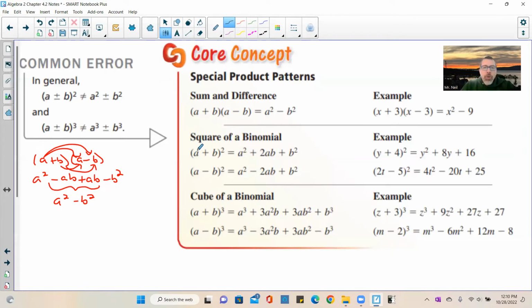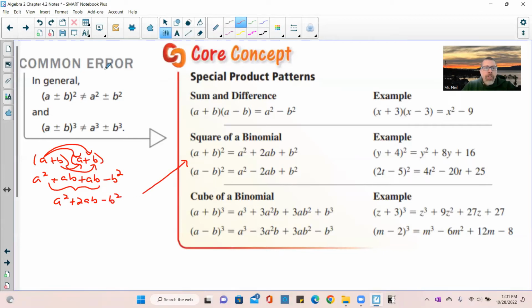Squaring a binomial, a plus b squared, will give you a squared plus 2ab plus b squared, because if this is plus right here, this will become plus, and that would give us a middle term of 2ab. Let me just squeeze that in there. That's the only change. A plus b times a plus b is a squared plus 2ab plus b squared. And that is right here.